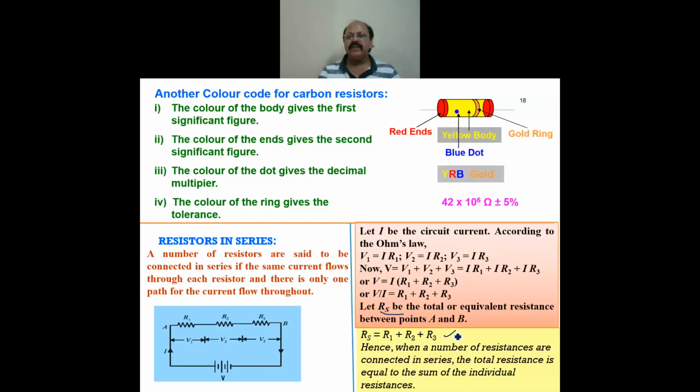So in series, you are getting the resistance R1 plus R2 plus R3. Hence, when the number of resistances are connected in series, the total resistance is equal to the sum of individual resistances. That is, resistance in series increases. But you remember it, you have already studied capacitors in series. In that case, the formula is different. That is 1 upon Cs equal to 1 upon C1 plus 1 upon C2 plus 1 upon C3. So don't get confused.